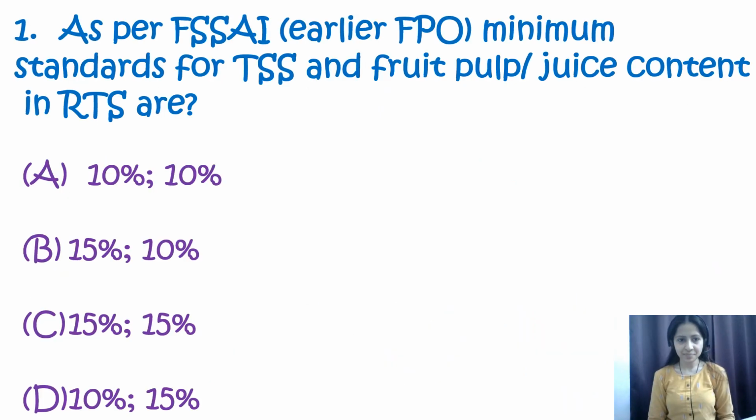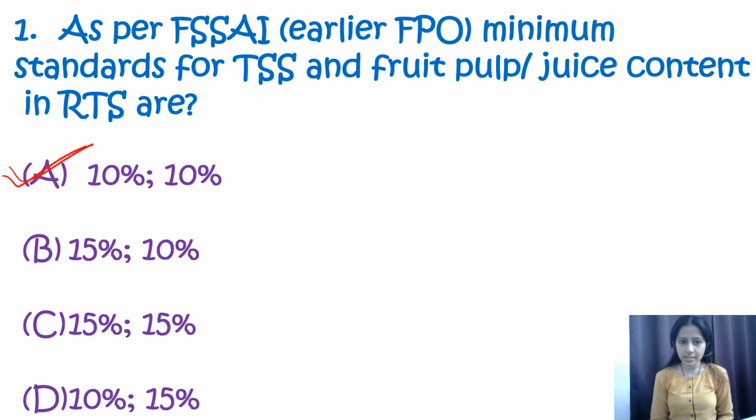So question number 1. As per FSSAI, earlier FPO, minimum standards for TSS and fruit pulp juice content in RTS are: 10%, 10%; 15%, 10%; 15%, 15%; or 10%, 15%. So over here my correct option will be option A, that is 10%, 10%.